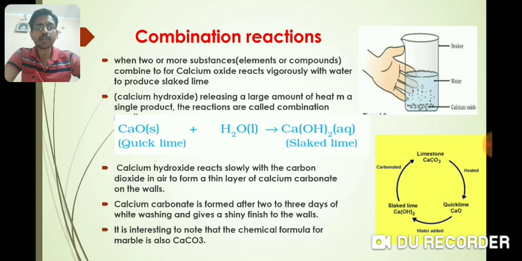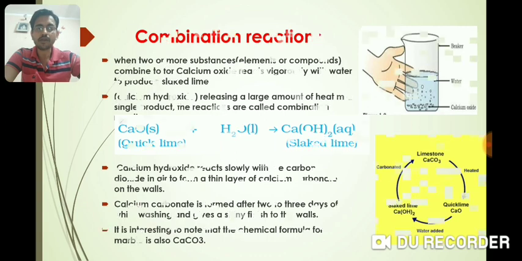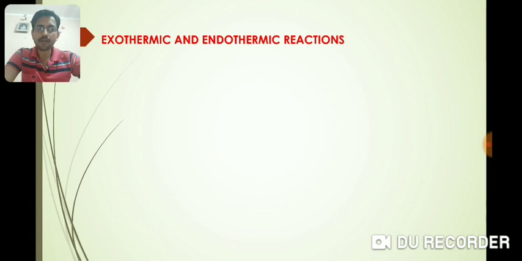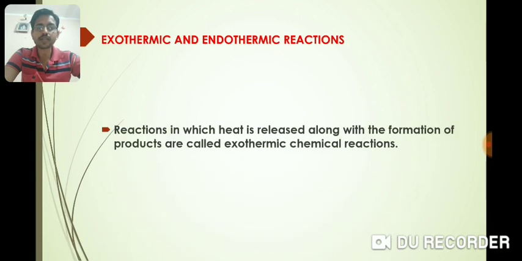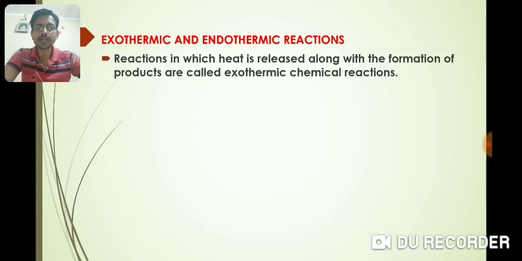So the most important thing about combination reaction is that they are characterized by the formation of single product. Now we will talk about exothermic and endothermic reactions. As the name indicates, exothermic reactions are those reactions where heat is released out. Exo for out and therma for heat. So these are the reactions in which heat is released along with the formation of products.